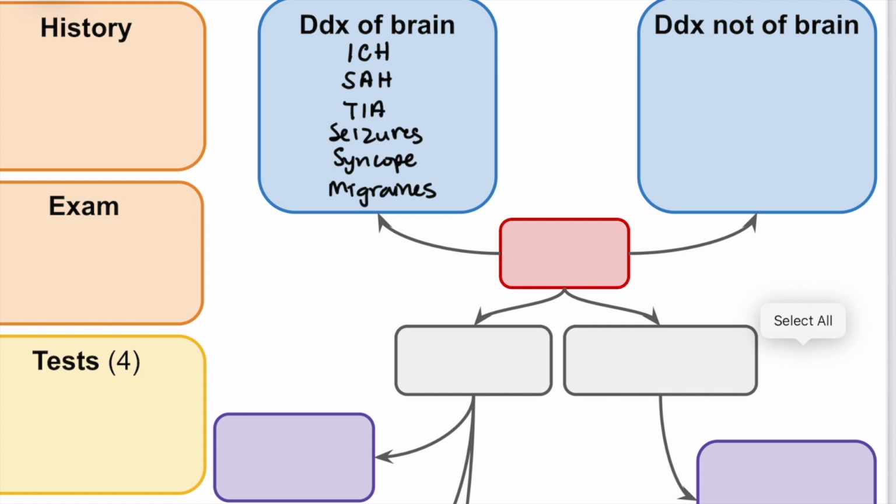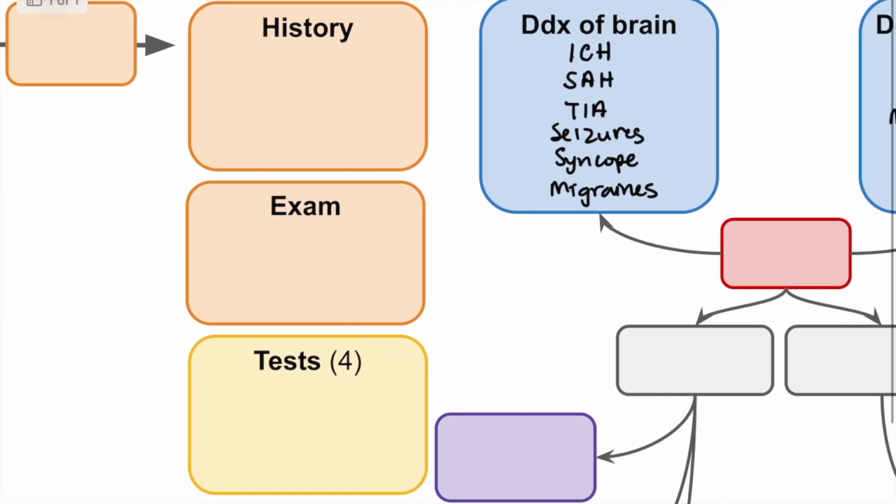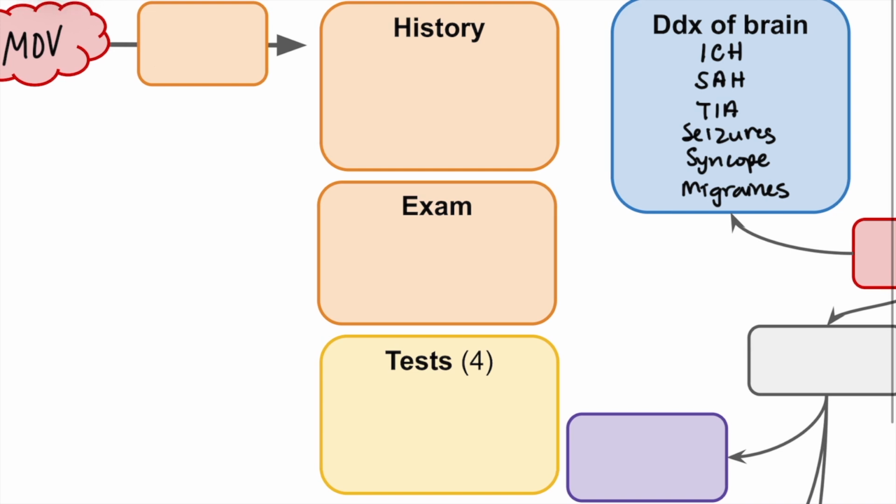On the other side, we have diagnoses outside of the brain. Hypoglycemia and hyperglycemia can both cause stroke-like symptoms. Additionally, movement disorders and drug toxicities should be considered. Going back to our workup, since hyper and hypoglycemia are easy things to catch, we'll want to get a point-of-care glucose as soon as possible.